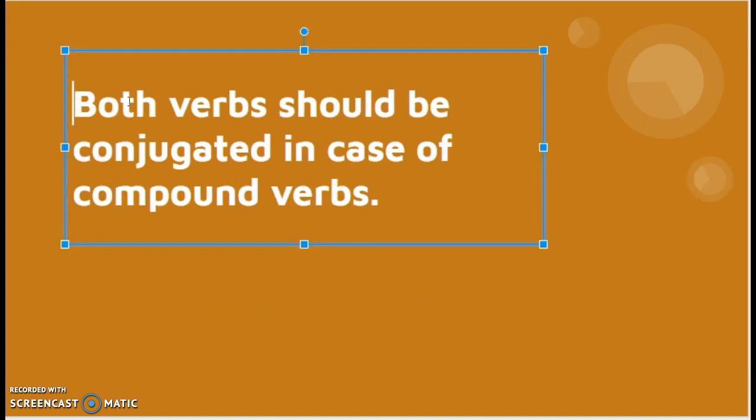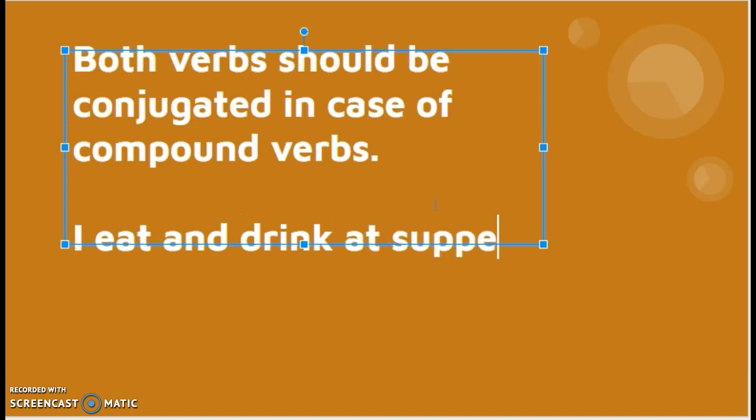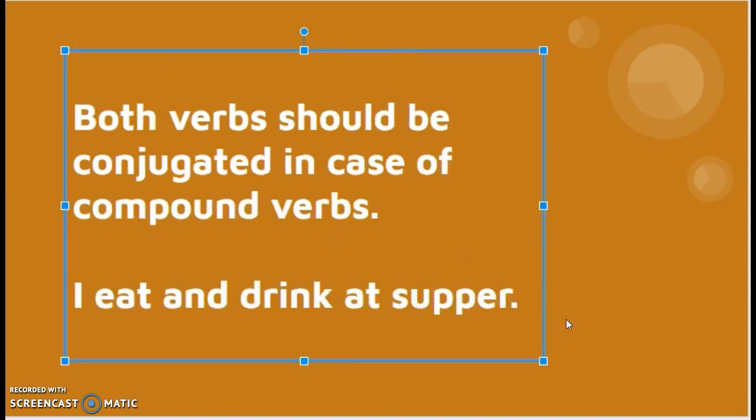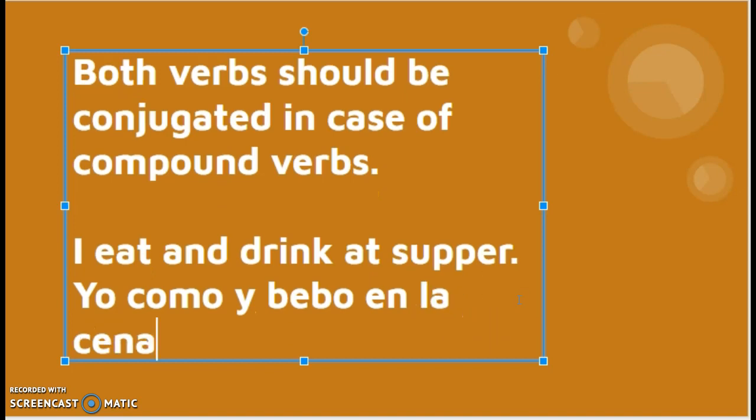Then there's also cases where you could have a compound verb. So for instance, I eat and drink at supper. So I'm going to conjugate both eat and drink in this case because it's all referring back to my subject, which is I. So I'd have yo como, I conjugate comer to eat, y bebo, I conjugate that because it's a compound verb referring back to the same subject, and la cena, at supper.